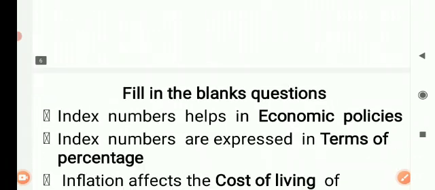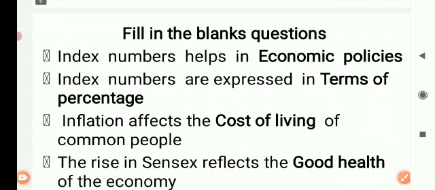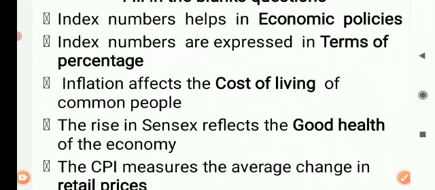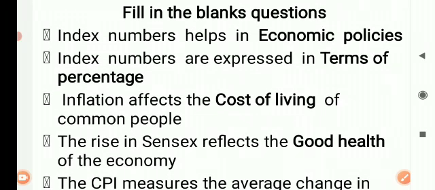Now look at a few fill in the blanks questions in case of this particular topic. In this index number topic, this is how the fill in the blanks questions come in the examination. A few important questions I have taken over here. Look at the first one.